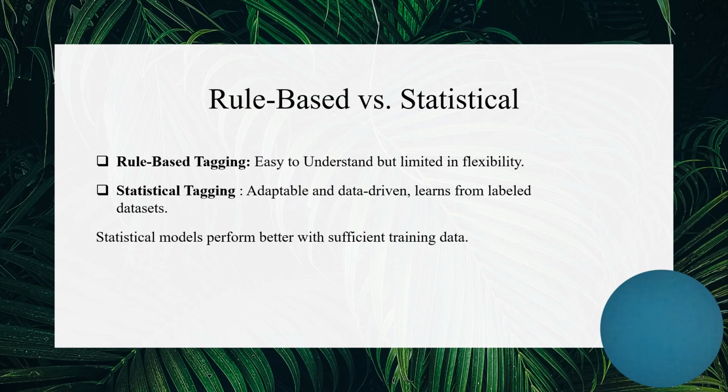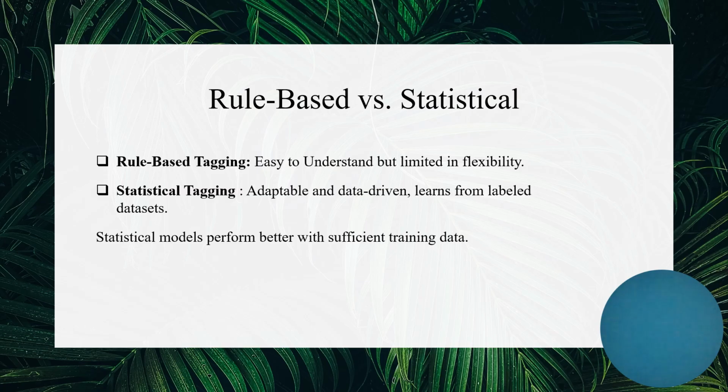So the first thing is rule-based versus statistical-based. Let's dive into rule-based tagging. Rule-based tagging relies on manually defined linguistic rules to identify the grammatical category of words based on morphology and also the context. This system uses dictionaries and heuristics to resolve ambiguities. One of the most notable rule-based systems is the EngTWOL tagger, which was developed for Finnish. The advantage of rule-based tagging is that it is easy to understand, but the main disadvantage is that it is limited in flexibility.